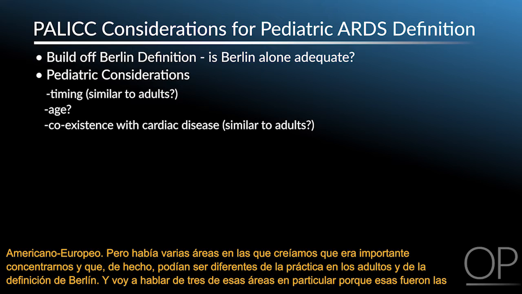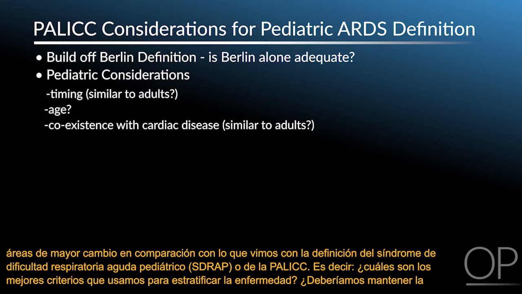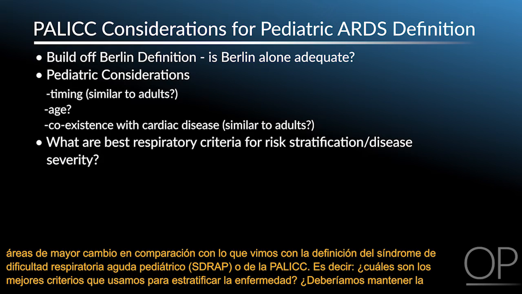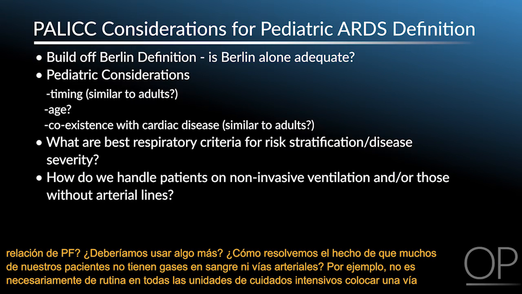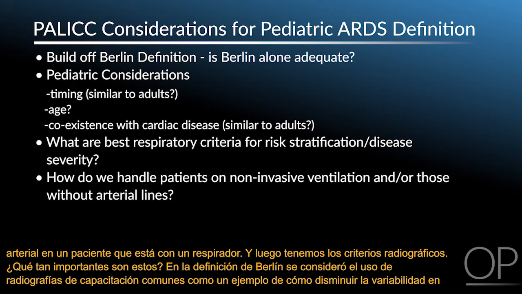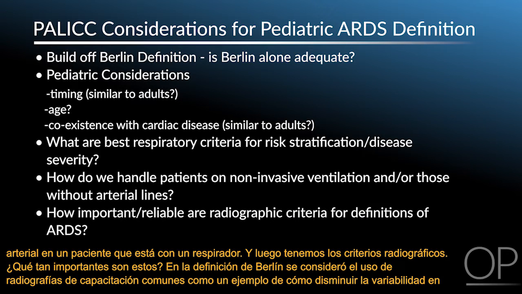And I'm going to talk about 3 of those areas in particular because those were the areas of largest change with the PARDS or PALICC definition. And that is, what are the best criteria that we use to stratify disease? Should we stick with the PF ratio? Should we use something else? How do we deal with the fact that many of our patients don't have arterial blood gases and arterial lines? It's not necessarily routine in every intensive care unit to put an arterial line in a patient that's on a ventilator, for example. And then the radiographic criteria, how important are these?